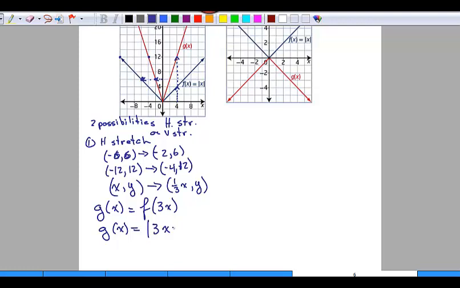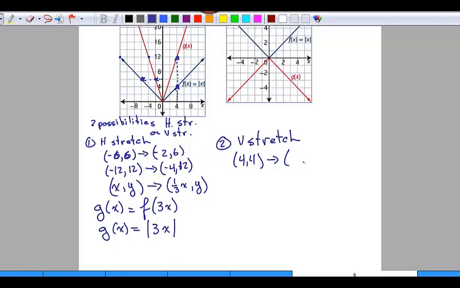The second case is the vertical stretch. Now this is a vertical expansion. I'm going from blue to red. If I pick a point like 4, 4, it maps to, sorry, not 12, 4, 4, 12.